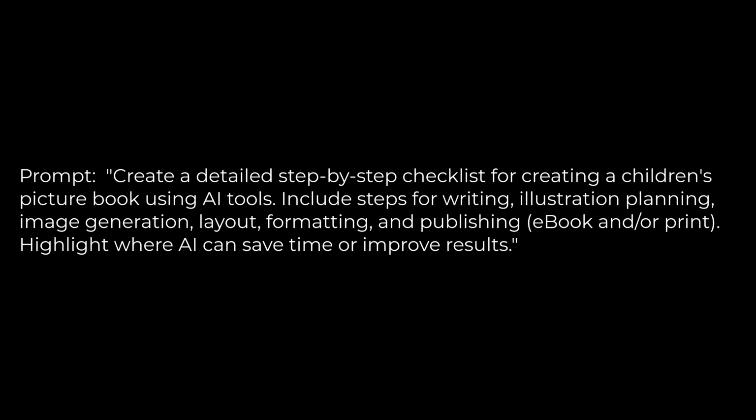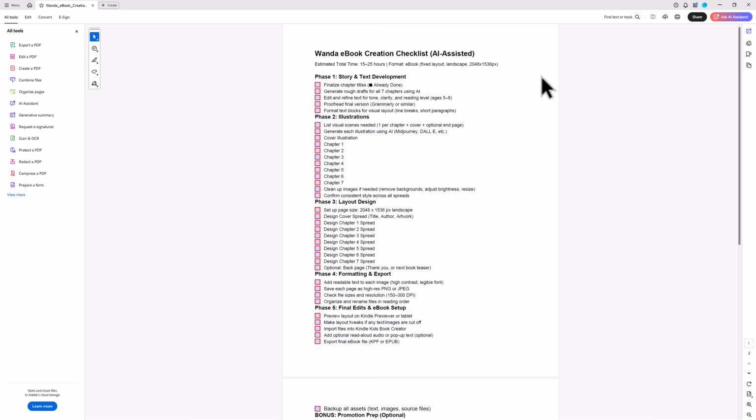Next, I gave ChatGPT this prompt. I asked it to help me build an AI-assisted checklist to guide the full creation process from writing to design to publishing. Here's the prompt. It reads, create a detailed step-by-step checklist for creating a children's book using AI. Include steps for writing, illustration planning, image generation, layout, formatting, and publishing ebook and or print versions. Highlight where AI can save time or improve results. And here's what it created.